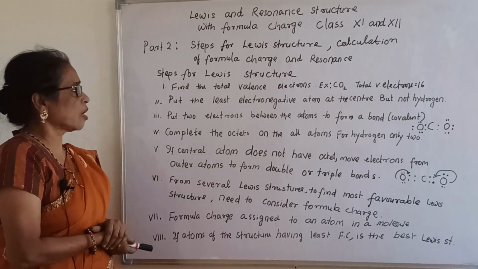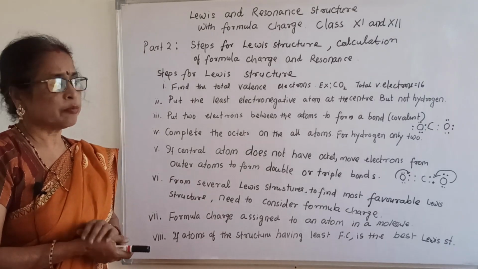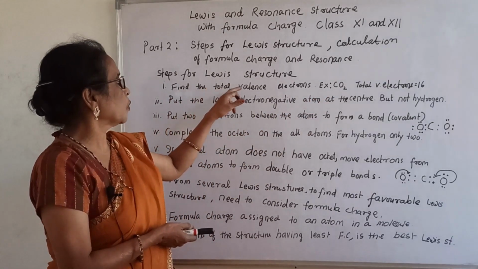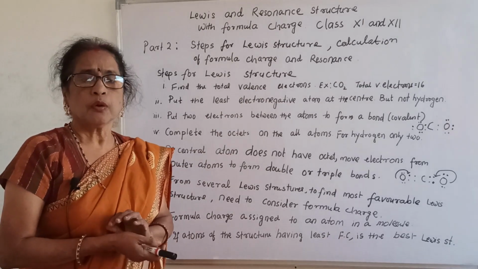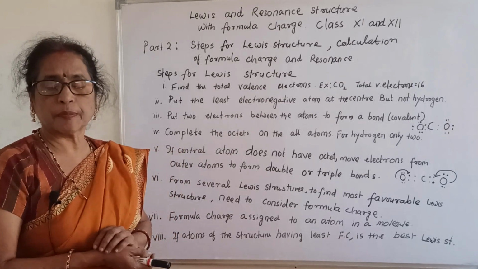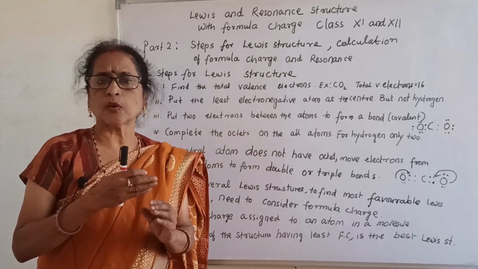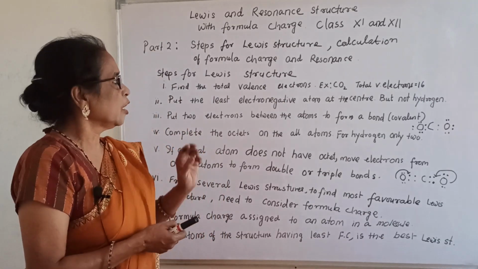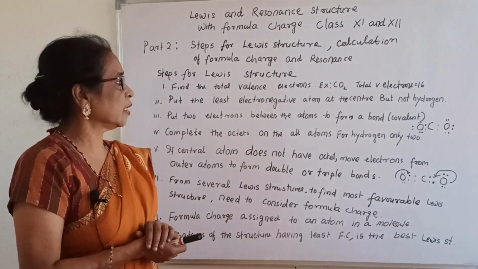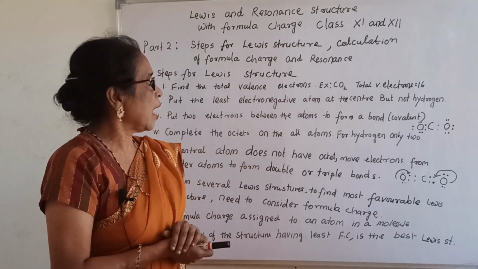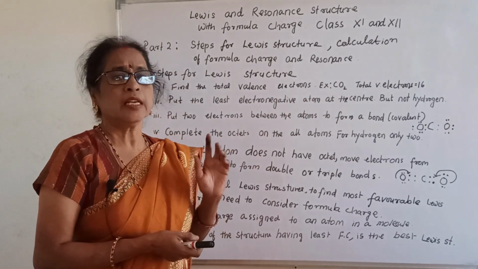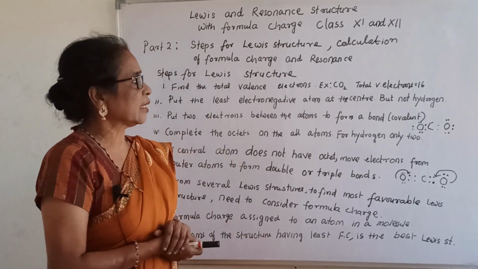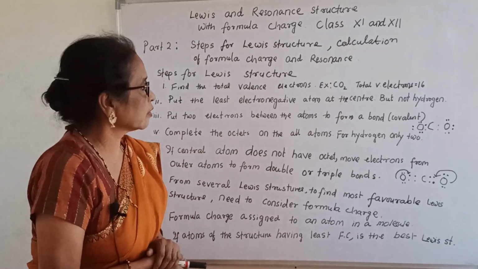Now, stage for Lewis structure: when the molecular formula is given, let us say carbon dioxide, then what to do? Find the total valence electrons. You know what is meant by valence electron, I told before in part 1. Valence electron means the outermost shell electron. In CO2, there are 2 oxygen and 1 carbon. Carbon has 4 and oxygen has 6, but there are 2 oxygen, so 6 into 2 is 12, plus 4. So the total valence electron is 16 for carbon dioxide.